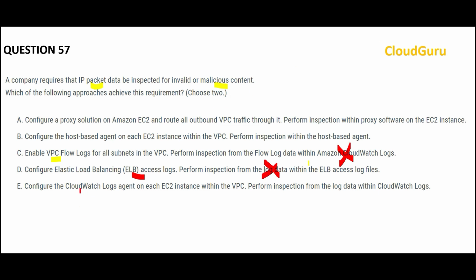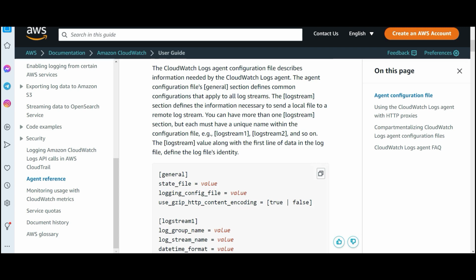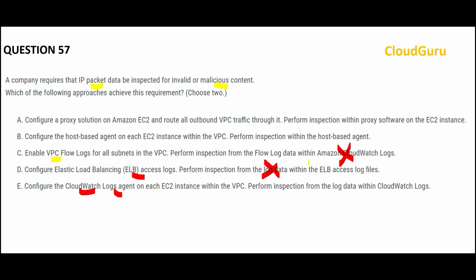So if you look at E, that is CloudWatch Logs Agent. See, this will only give you an automated way to send log data from EC2 instances. So you got EC2 instances, you install the log agents. So what gets logged? The details like CPU usage, RAM usage, and so on, those are logged. But it does not tell you what is inside the packet. It does not tell you that. So this is wrong. So we got to choose two answers. Two. So these two would be my answers.